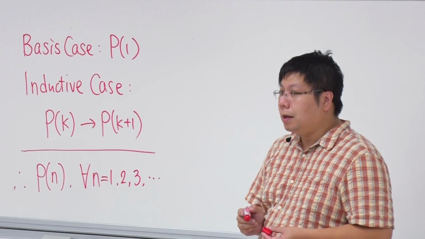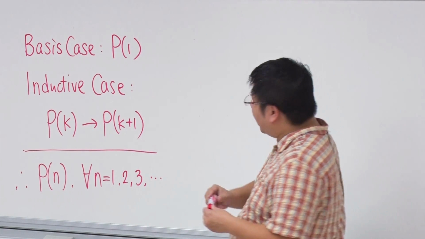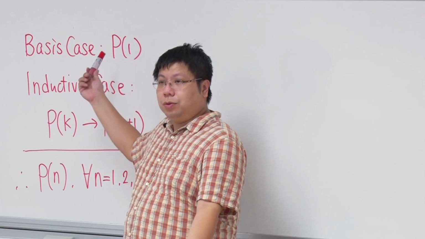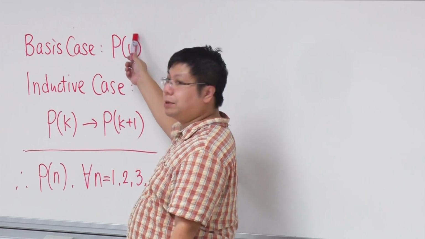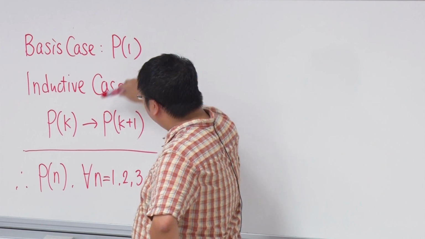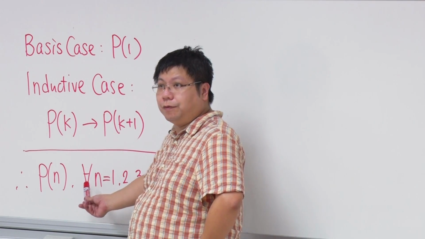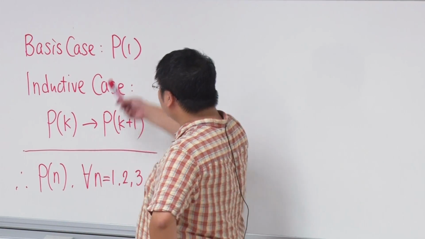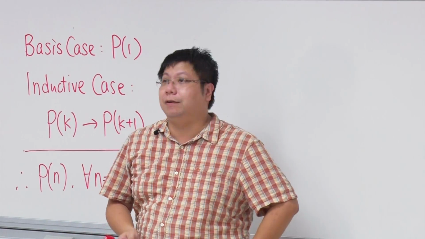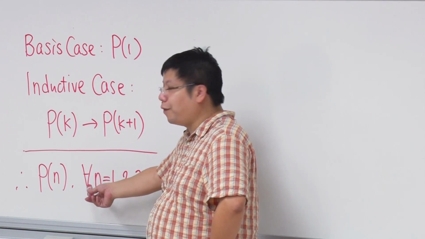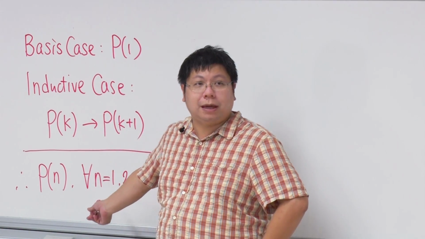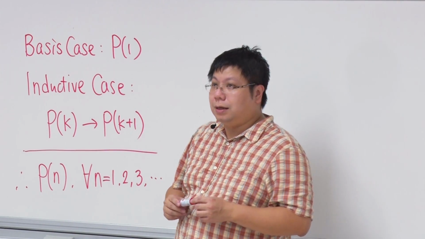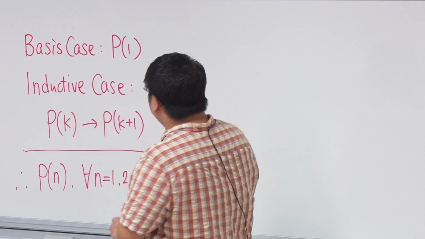Now, for one thing, we can change the base case. It need not be 1. If it also works for 0, then we can have P0 here. If we have P0 and the inductive case, then we can extend this to every n equal to 0, 1, 2, 3, up to infinity. Similarly, we may have the basis case starting from 5. Then we will have every n equal to 5, 6, 7, 8, and so on. So this is a minor variation.